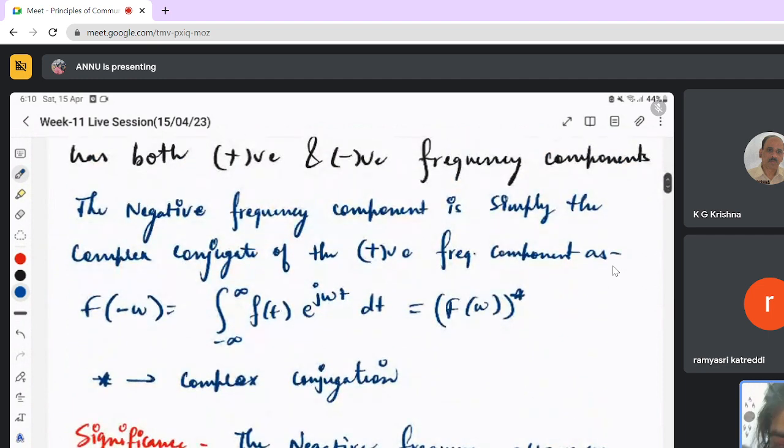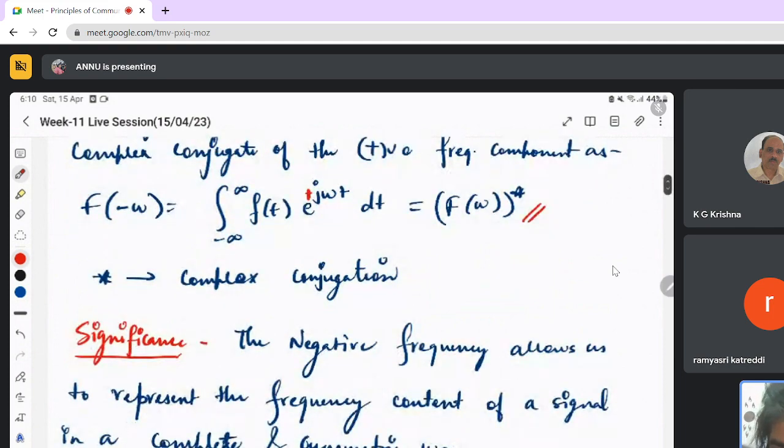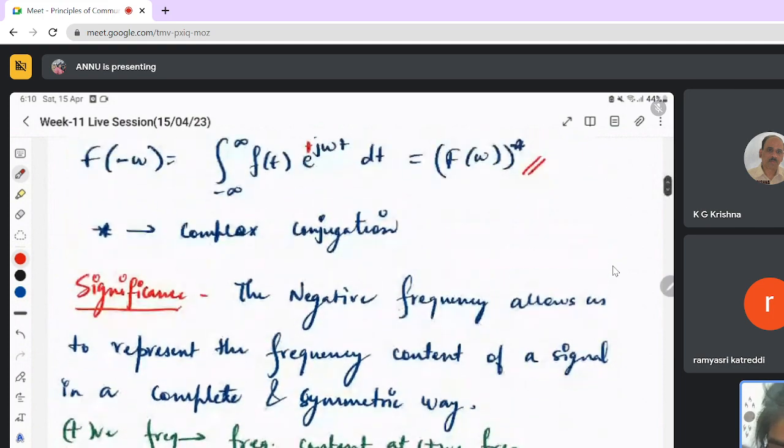So what does the negative frequency component mean here? The negative frequency component is simply the complex conjugate of the positive frequency component, where F(-omega) is the integral from minus infinity to infinity. Here, taking the complex conjugate, minus will become plus, and it is defined like this as the negative frequency component, where the star means it is a complex conjugate.